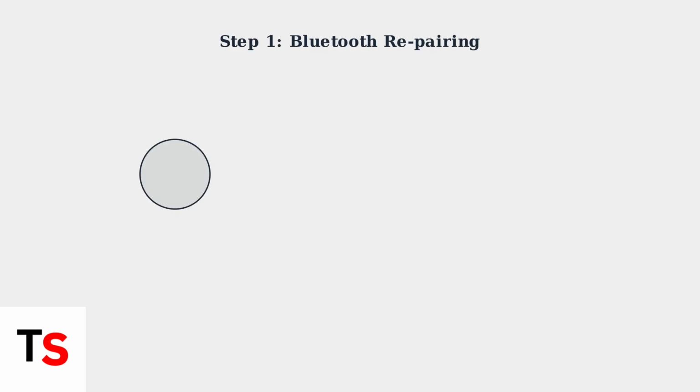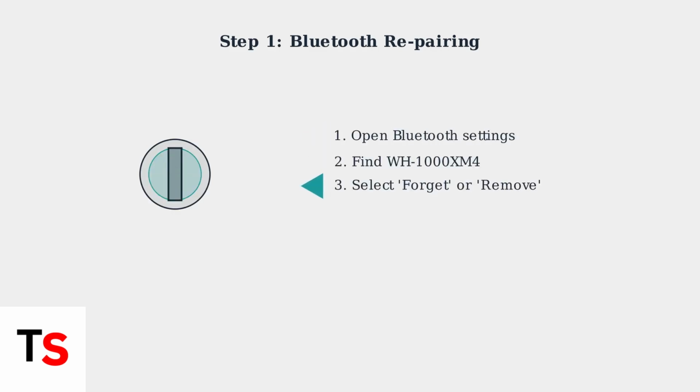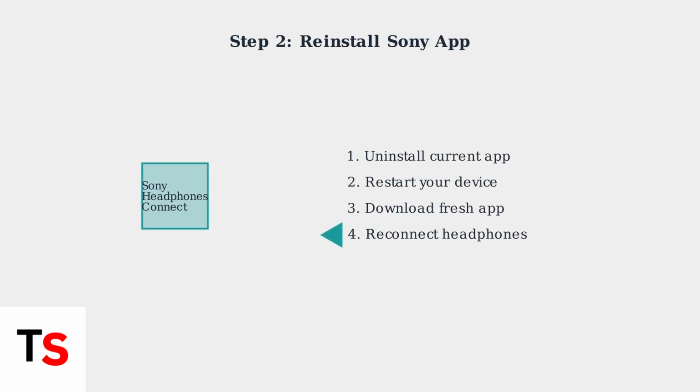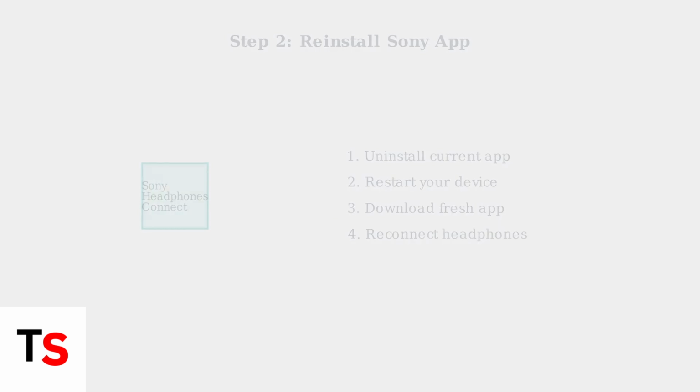When basic troubleshooting fails, advanced fixes are needed. First, unpair your headphones from your device's Bluetooth settings, then repair them completely. Next, reinstall the Sony Headphones Connect app. This resets all app settings and can resolve software conflicts that interfere with touch controls.